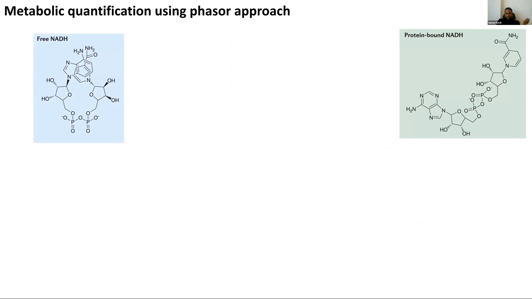So in terms of metabolic quantification using the phasor approach, you have free NADH, where the 2 rings up here are collapsed on top of each other. I can show it easily in the protein-bound structure, where you have this ring and this ring, where the adenine and so on are on top of each other. They're basically collapsed and they have a quenching effect, so their fluorescence lifetime is low. When they bind to protein, they become large, they go away from each other, and that increases their lifetime.